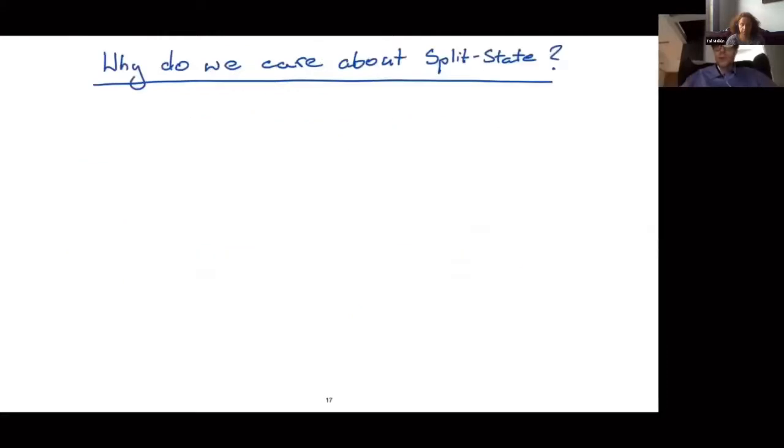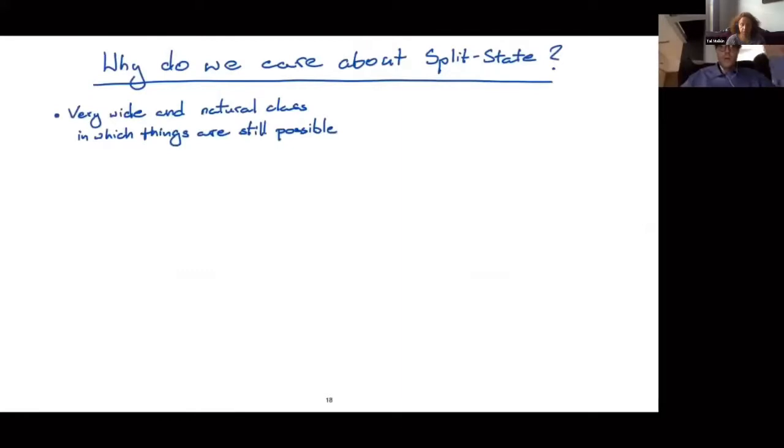Why do we care about split state? That's a good question. Well, first of all, as we discussed earlier, we have to limit the adversary somehow. And split state is a very wide and natural class for which things are still possible.